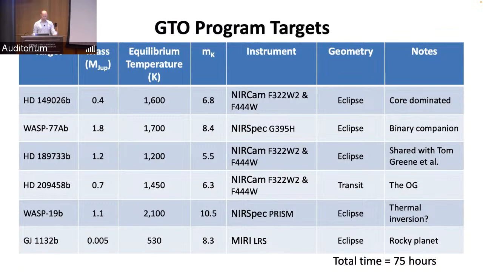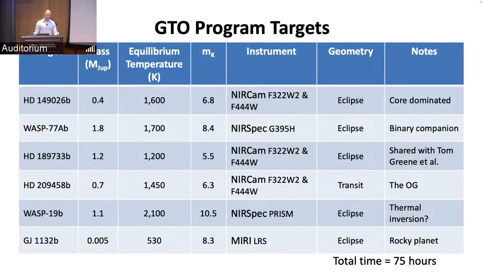That's sort of our secret sauce of this program. Now, our targets are kind of a grab bag of targets. We have 5 giant planets and 1 rocky planet. The rocky planet I won't really talk about. But the giant planets were selected to be really high signal to noise, to really be canonical objects, and also to enable comparative studies, as you'll see.